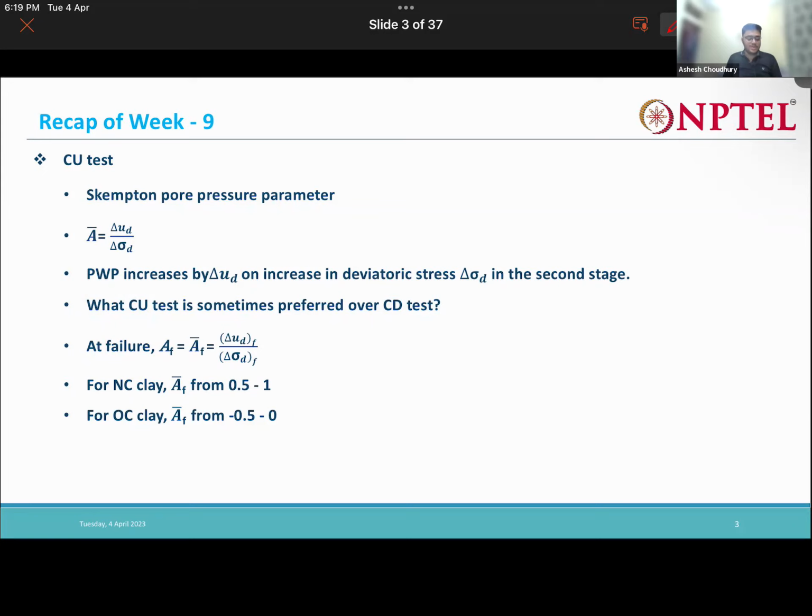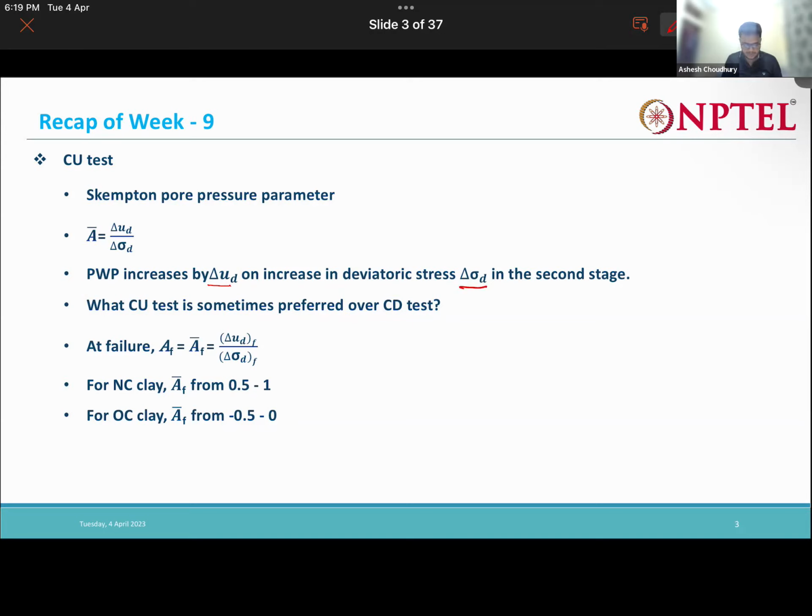So here we define another pore pressure parameter, which we have written as A bar. A bar is nothing but the ratio of the change in the pore pressure due to the increase in deviator stress. So the pore water pressure increased by this amount for an increase in the deviator stress by this amount in the second stage.